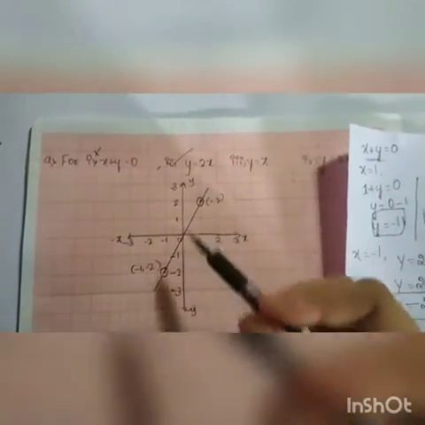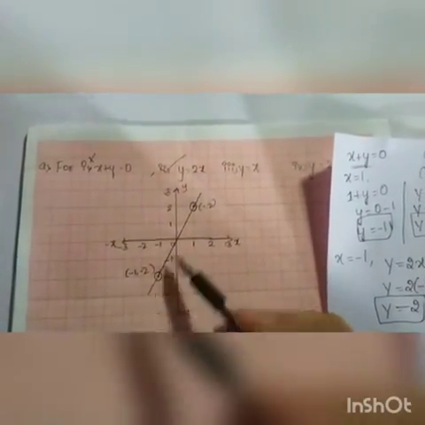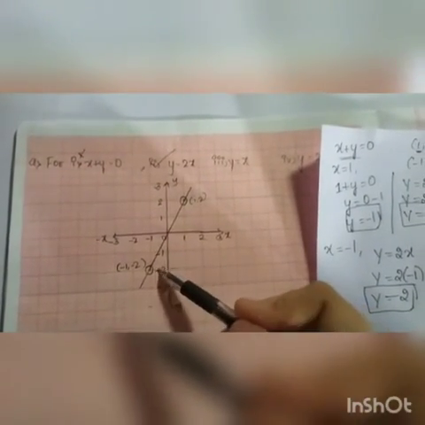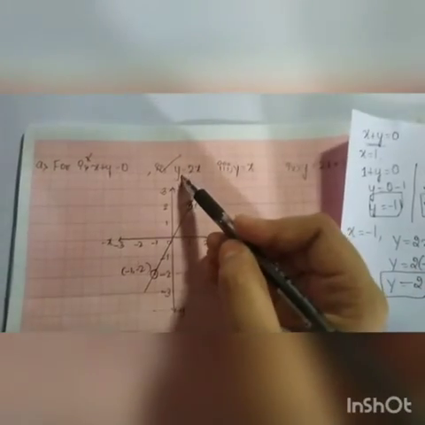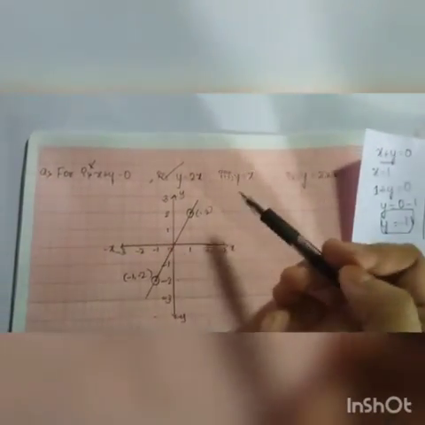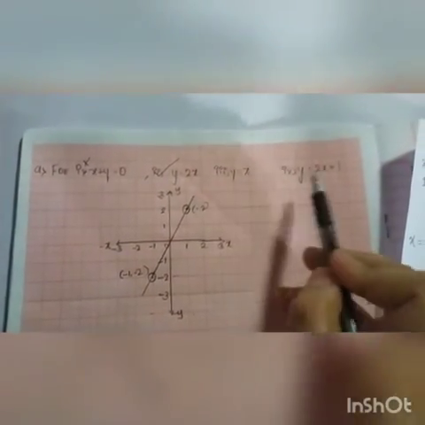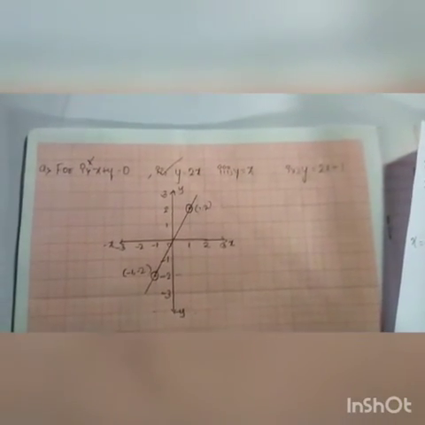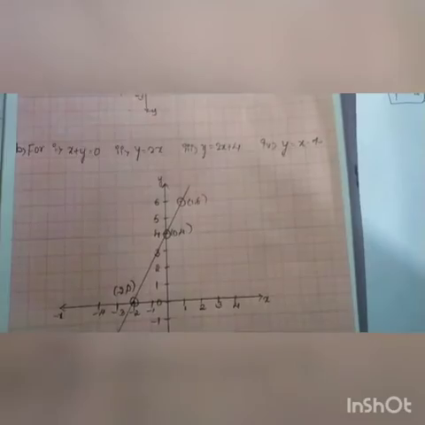So what is the answer? Which is the solution? The solution is 1, 2 and minus 1, minus 2. The equation for the given graph is y is equal to 2x. You can observe the other options are also not possible. This one is also not possible here. Similarly, let me go with the second one.